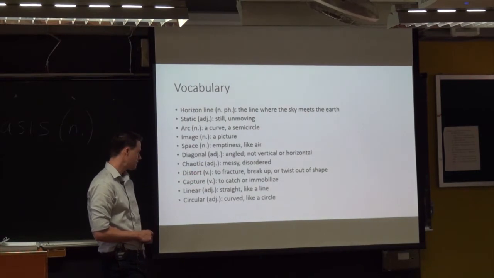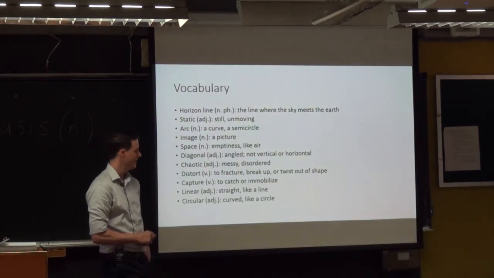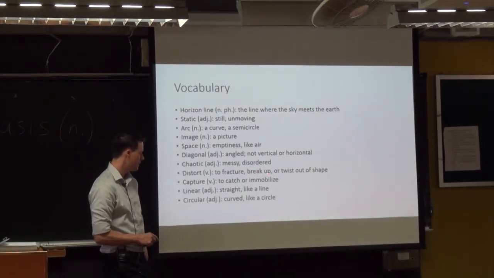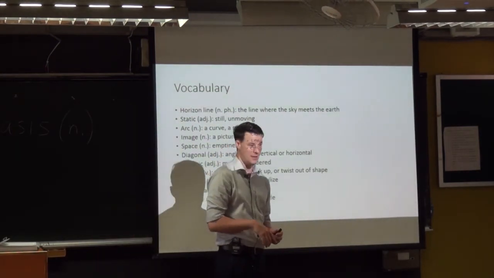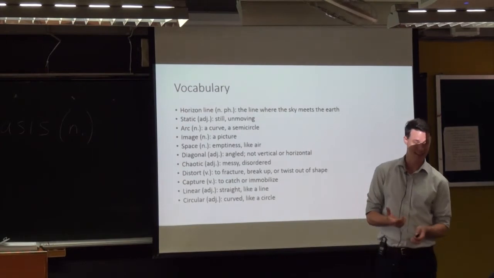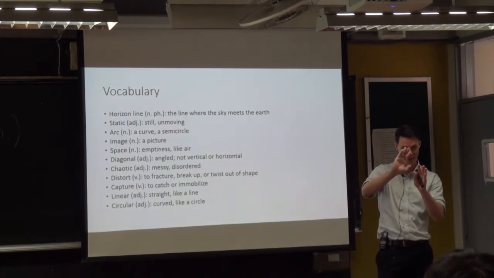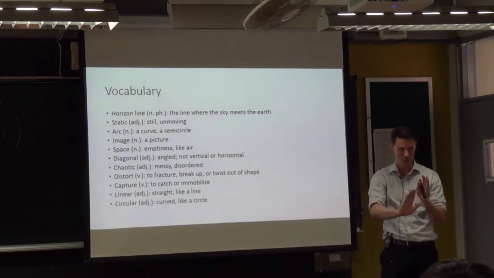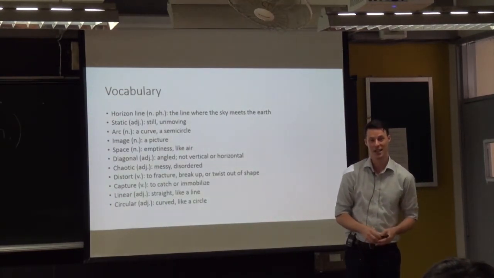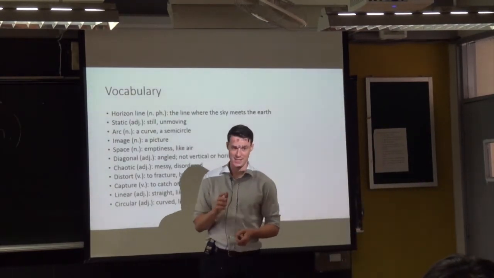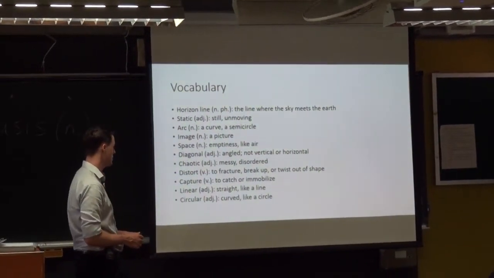To distort means to fracture, which means break. Okay, to break up, or to twist out of shape. So if you go to the circus or an amusement park and you know those curved mirrors, and when you look into them, your face looks funny. So that mirror is distorting your image.